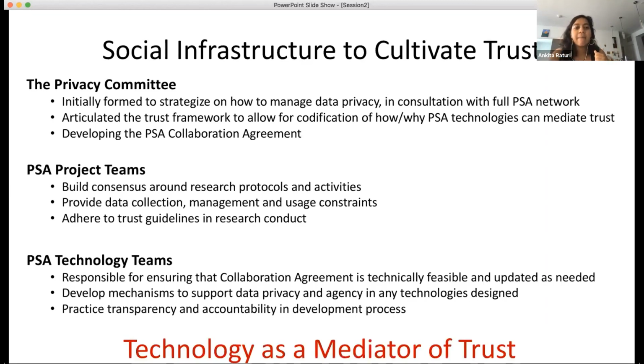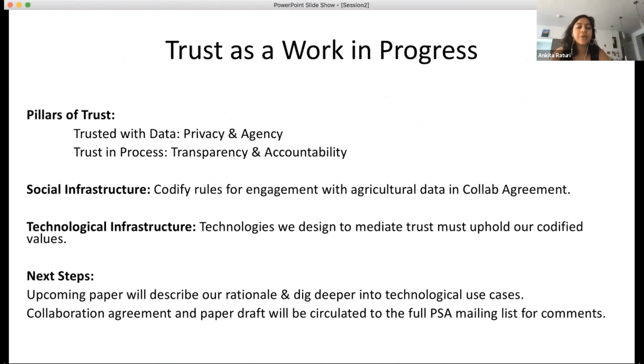Next slide, please. So we're thinking about trust as a work in progress. The collaboration agreement and paper draft will be in your inboxes in a couple of weeks, and you should be able to provide feedback. And if you want to get engaged in any of these topics, we meet weekly right now because we're trying to make sure that everything gets done as soon as possible.